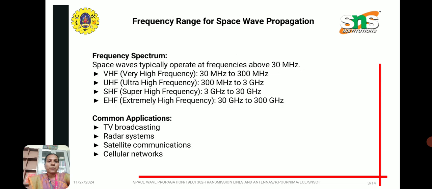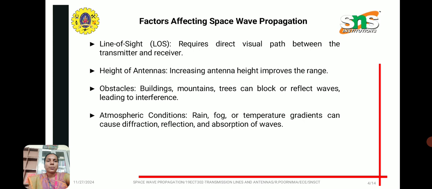So, the frequency range for space wave propagation. It typically operates at frequencies above 30 MHz. For example, very high frequency between 30 MHz to 300 MHz, ultra high frequency between 300 MHz to 3 GHz, super high frequency 3 GHz to 30 GHz, and extremely high frequency 30 GHz to 300 GHz. The common applications of space wave propagation are TV broadcasting, radar systems, satellite communication and cellular networks.